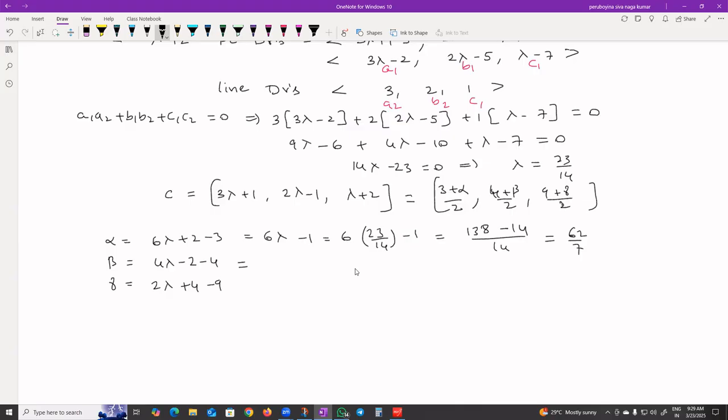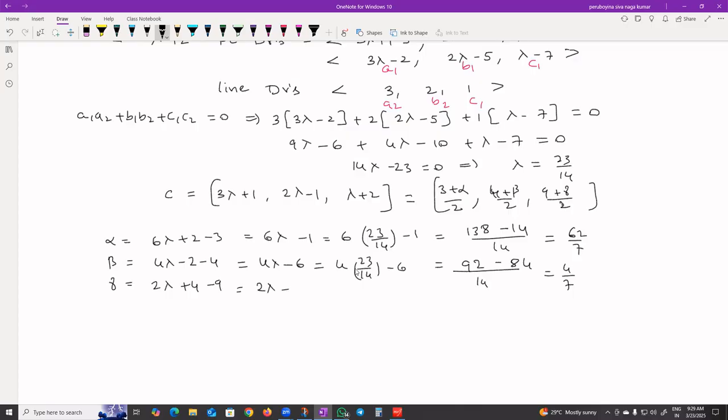And beta is 4 lambda minus 6. So 4 into 23 by 14 minus 6. 4 times 23 is 92, minus 6 times 14 which is 84. And 92 minus 84 will be 8 out of 14, which is 4 out of 7.